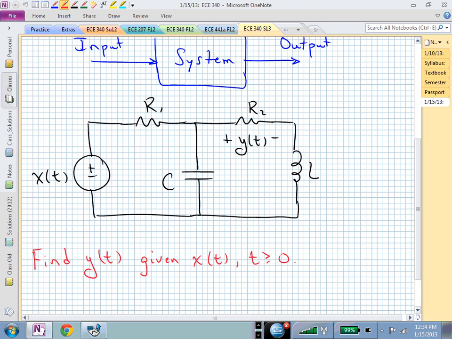How would you start this problem? Think how you might solve this particular problem. Spend a minute thinking about how you're going to formulate this or set this up. How are you going to find Y of t if somebody gives you X of t?